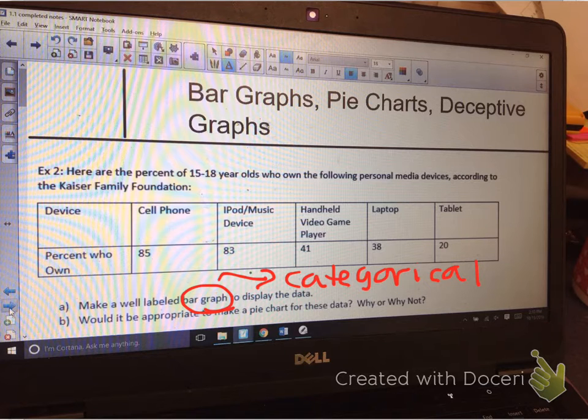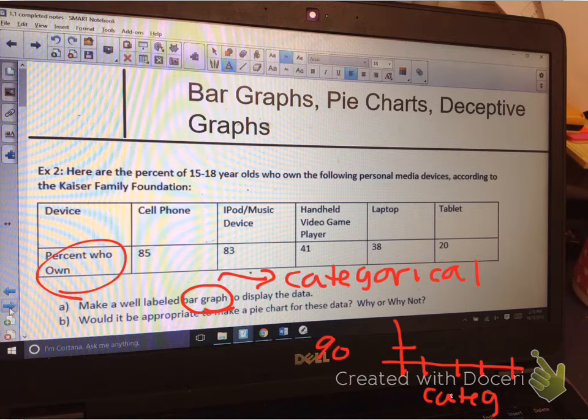Make a well-labeled bar graph to display this. I'm going to let you do this on your own, but on your x-axis, you're going to put your categories, okay? And on your y-axis, you're going to put the percent, right? Because that's the label.